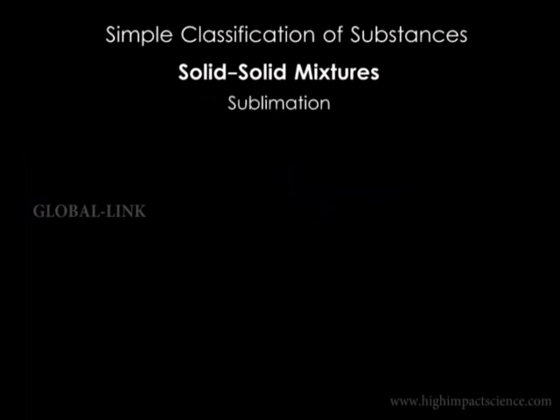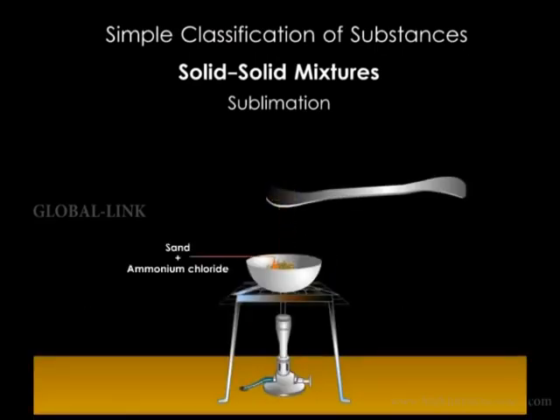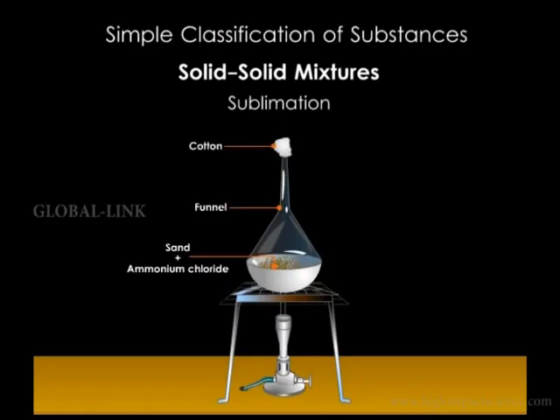Next method is sublimation. This is a method of separating a solid-solid mixture in which one of the components undergoes sublimation. That is, it transits from solid to vapor directly. For example, separating ammonium chloride from salt. We put the mixture in a china dish and cover it with a funnel. We block the tip of the funnel with cotton wool. The china dish is heated gently.